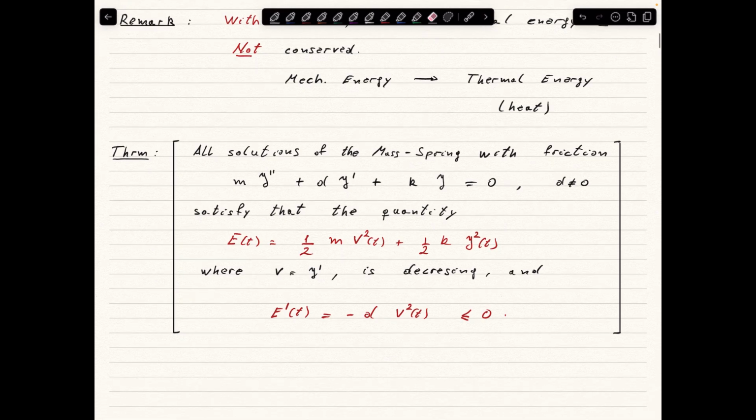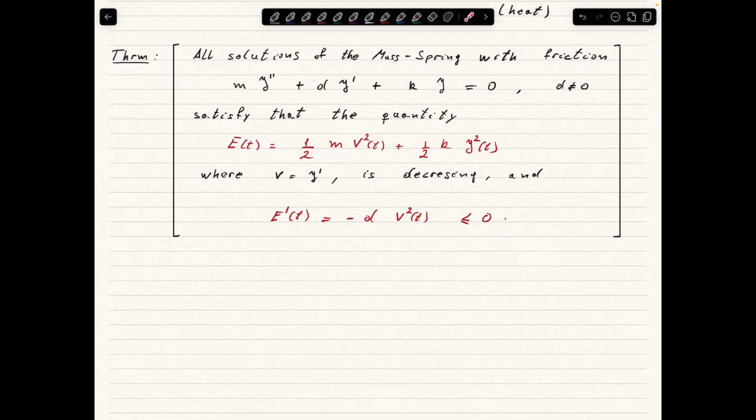And this is the statement here. Suppose we have a mass spring system, but now with friction. So we have this term now. Then we define the mechanical energy as before with that part of the equation. And we discover that the derivative of the mechanical energy is not 0 as before, but is always negative, or 0, depending on the velocity. If the object is moving, then it's going to be negative.